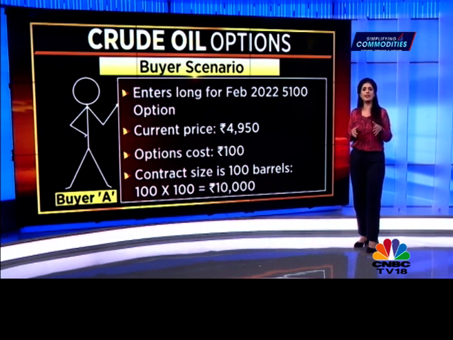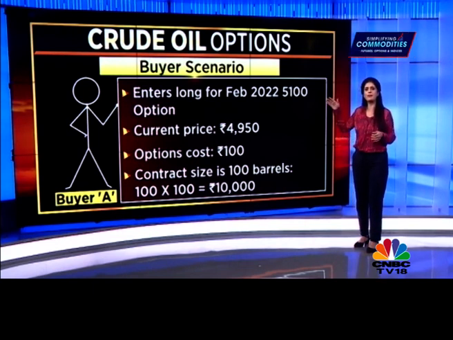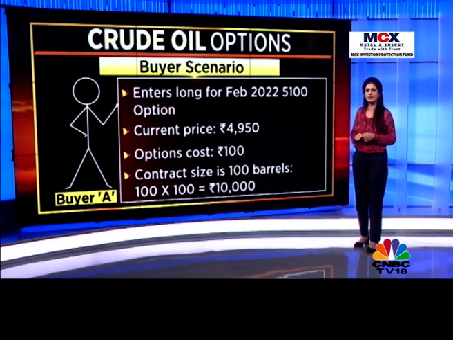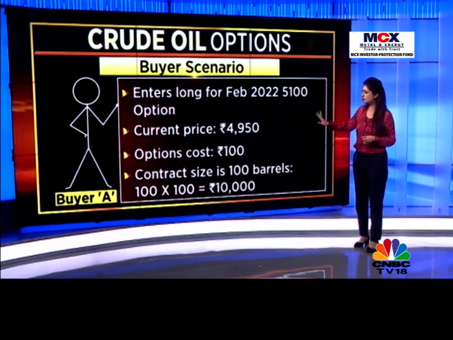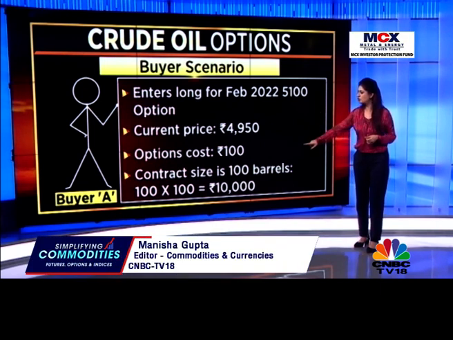On 1st of December, A enters a long call on the Feb 2022 options contract. The current price is 4,950. The strike price is 5,100 rupees. The option cost for this is 100 rupees, and because the contract size is 100 barrels, your total outgo is 10,000 rupees.